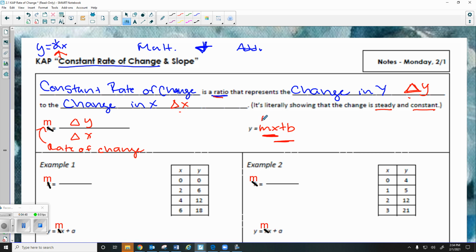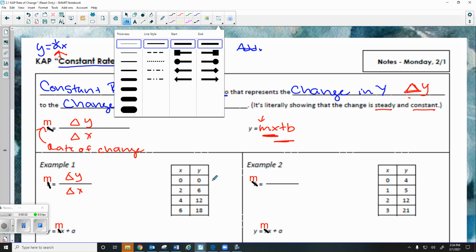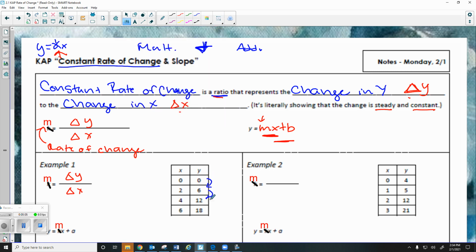This is some 7th grade skills we're working on. Big thing though, we're focusing on m being the multiplier, the rate of change. To find that, we're going to practice finding the change in y over the change in x. To do that, we're just going to look at this table first. The change in y, what is happening each time? I see that it's adding 6. Over here, the change in x, they're adding 2, staying the same. So already I'm thinking it's steady, it's constant.